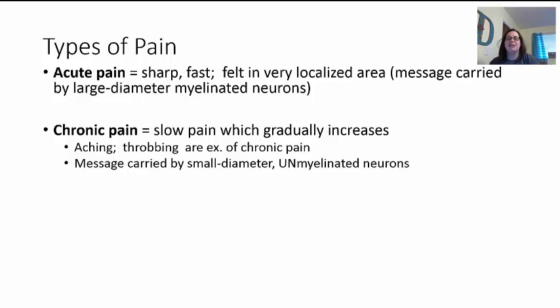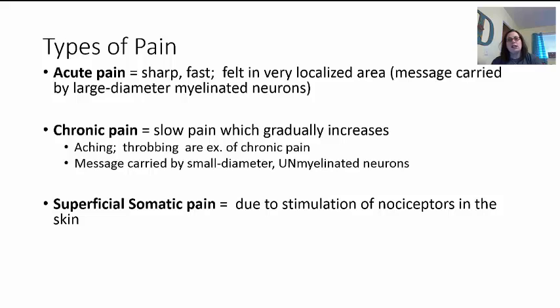Now, when I say it's not fast, guys, I mean it's not split second that you feel the pain. Okay, it's going to gradually get there, and it's going to maybe gradually increase in pain. We also see that there's a type of pain that's called superficial somatic pain. This is due to a sensation of nociceptors in the skin. So if you skinned your knee or you cut your finger when you were cooking or something like that, these are going to be your superficial somatic pain receptors that detect this.